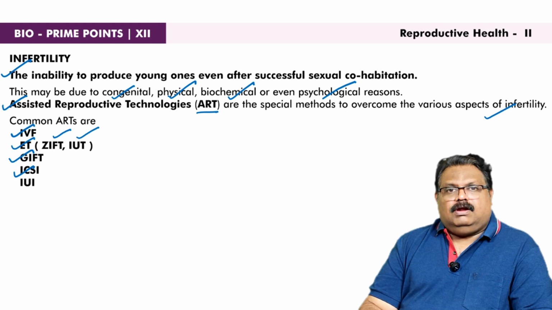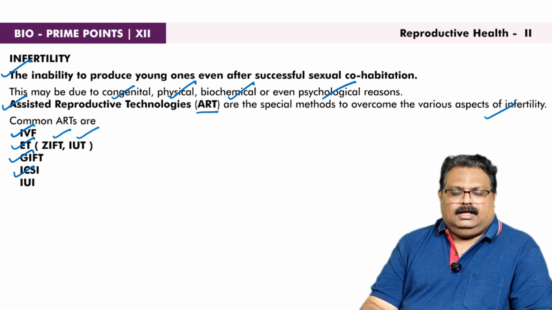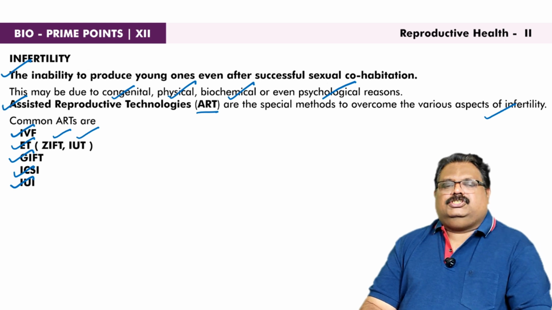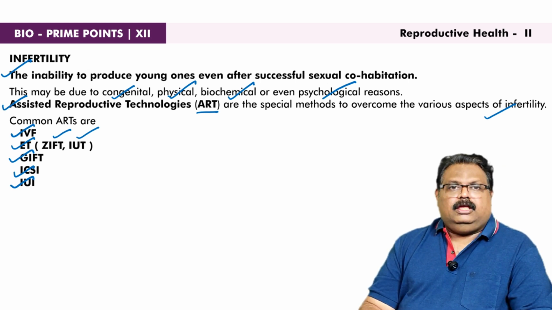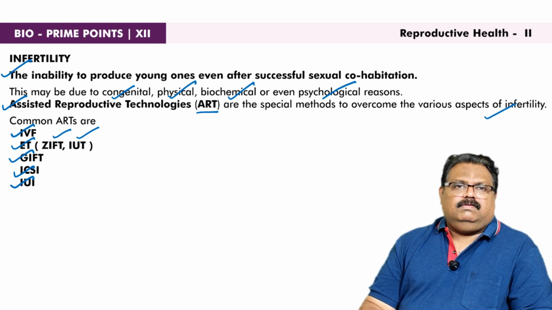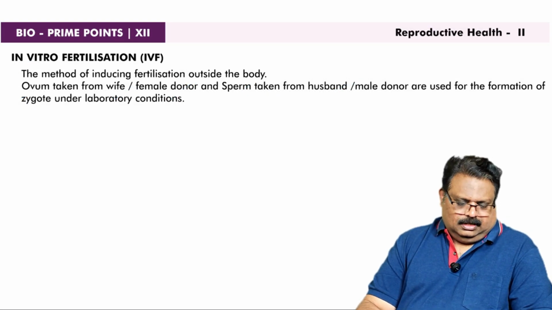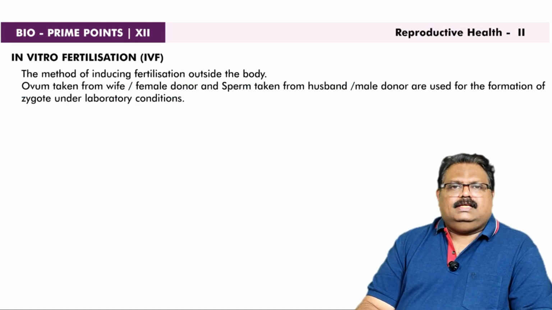ICSI means intracytoplasmic sperm injection. And the last one is called IUI, intrauterine insemination. All these are the commonly used assisted reproductive technologies. First one, in vitro fertilization. What is in vitro fertilization?